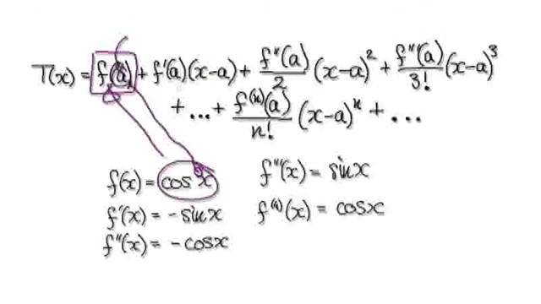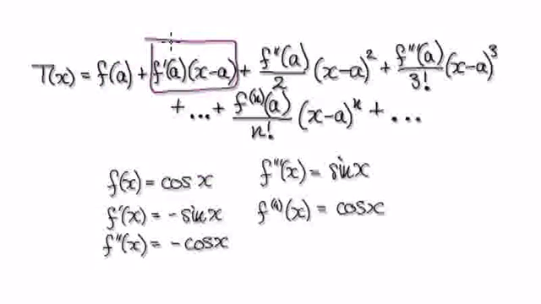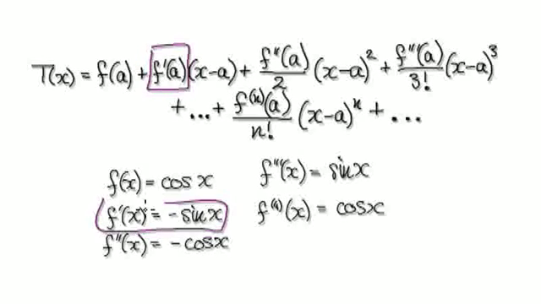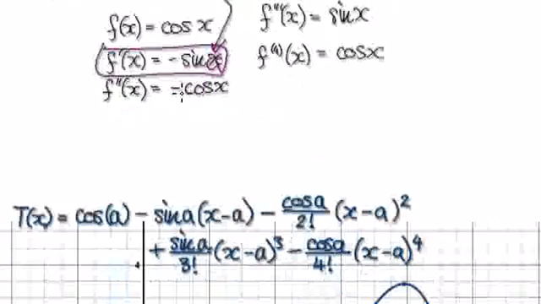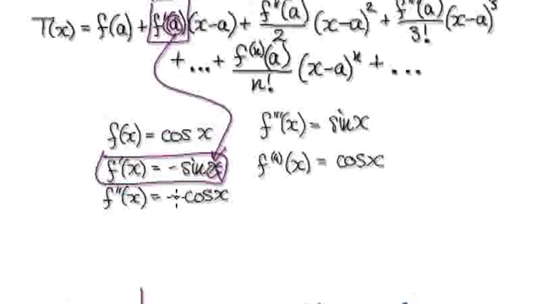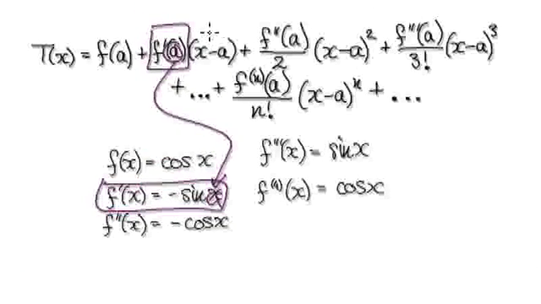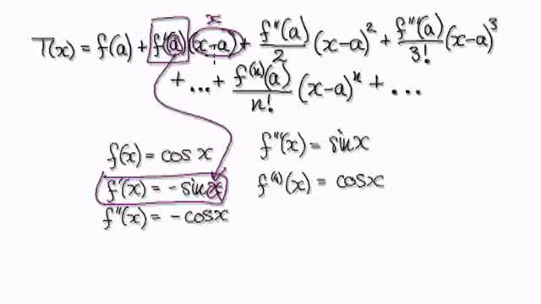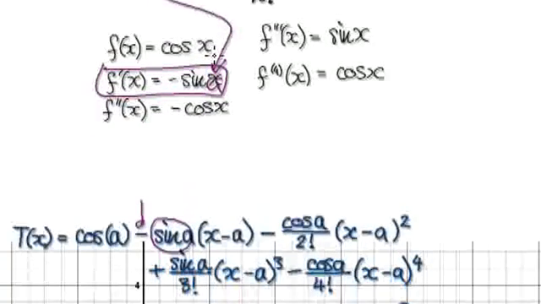Now for our second term, we would look at the first derivative, but evaluate it at a. So that would be minus sine of a. But rather than having it at x, as with the Maclaurin series, with the Taylor series it would be x minus a.